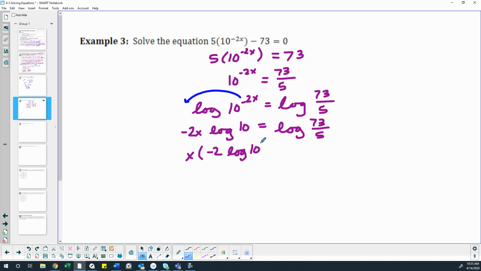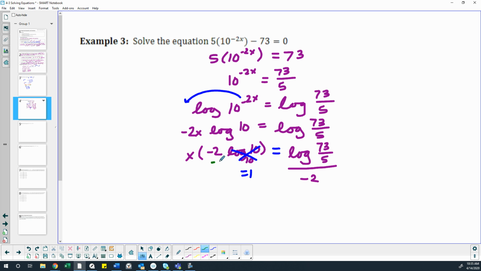Now here's an interesting thing about the log of 10. This is log base 10 of 10, and the log base 10 of 10 just equals 1. So we can actually just turn that into 1. This isn't going to happen on every problem, so just be cautious of that. But in this particular problem, it does. So all we have to actually do here is divide by the negative 2.